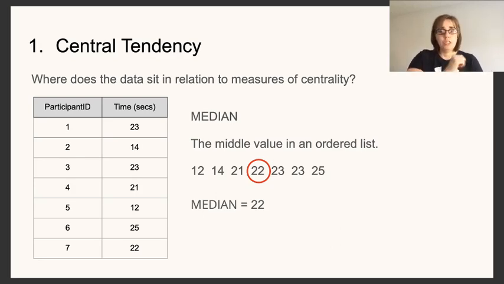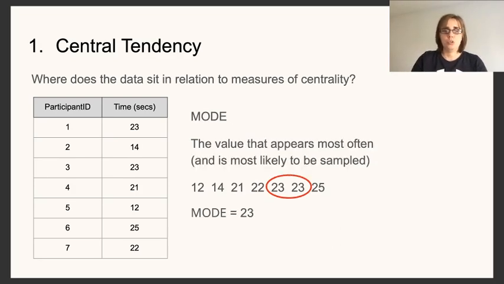So the mean is 20, the median is 22, and the last one is the mode. That is the number that appears most often. We might use this number when we're interested in, if I randomly sample something from my group of participant data, my data points, my trials, whatever it is, which of those values is the most likely for me to pull out?